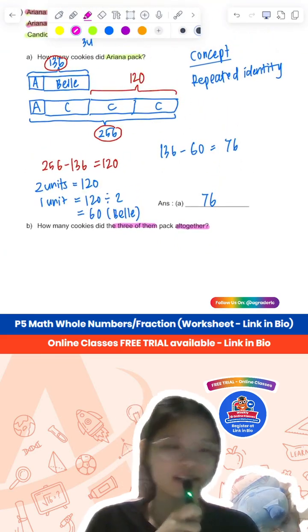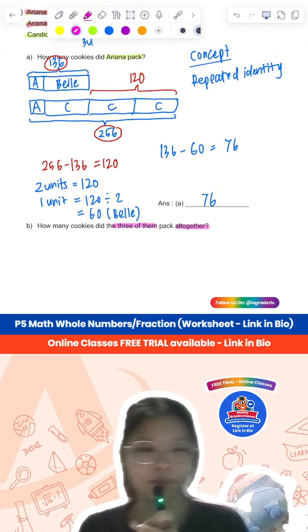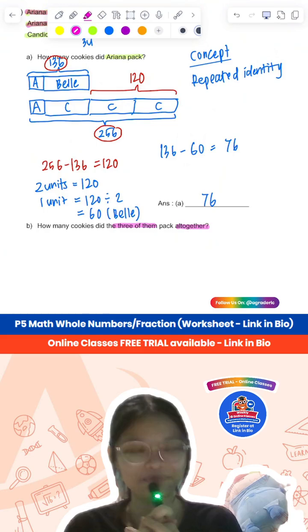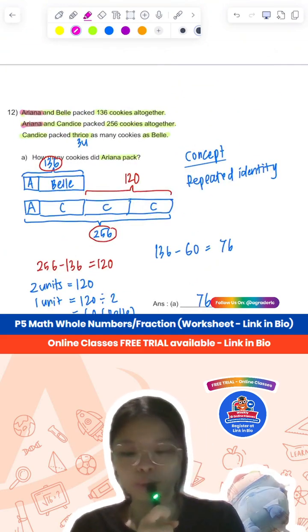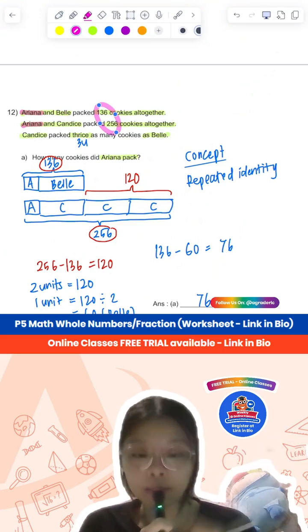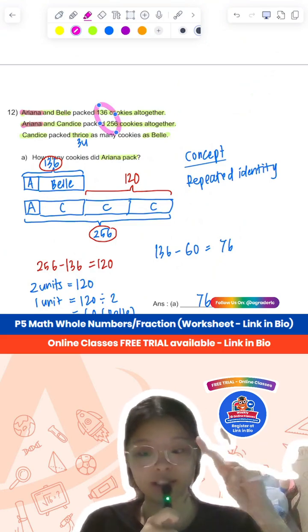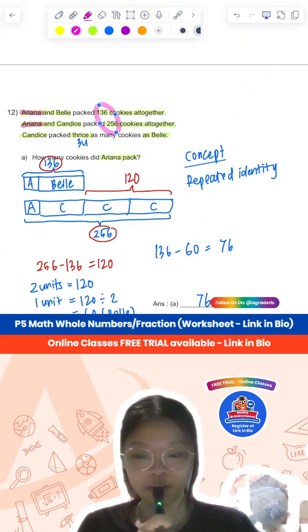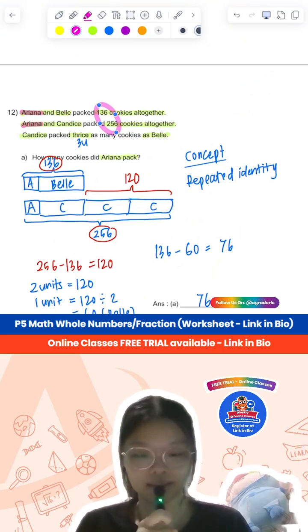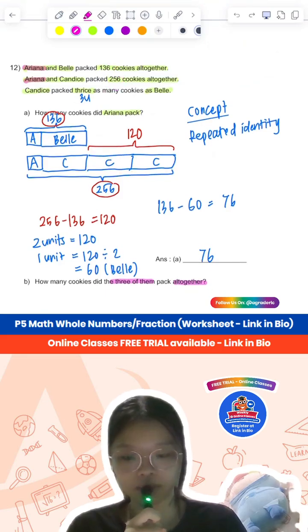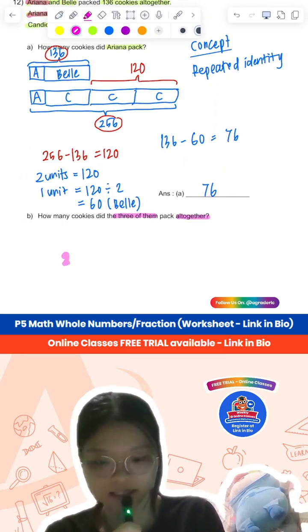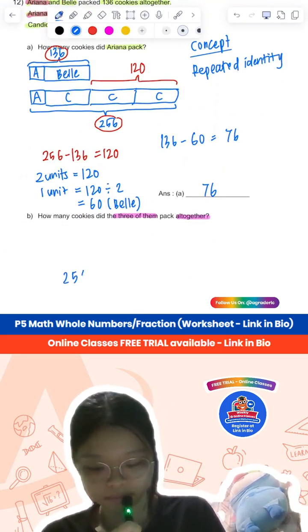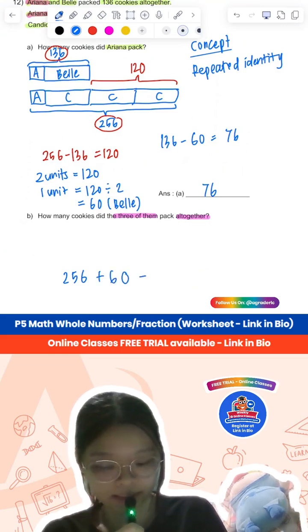Even though I look at the name, I don't think you are a primary 5 student. I cannot add those two numbers together, okay? These two numbers cannot be added. If I add these two numbers together, you are having two Arianas in the pack, right? You cannot have Ariana appear twice, okay? So cannot add those two. But I see the correct answer already. 256 plus 60. This is the correct answer.